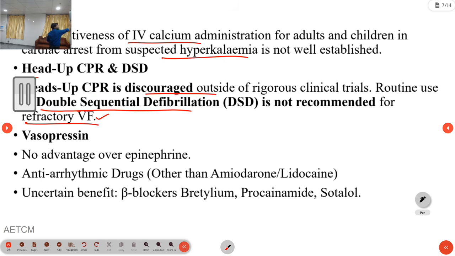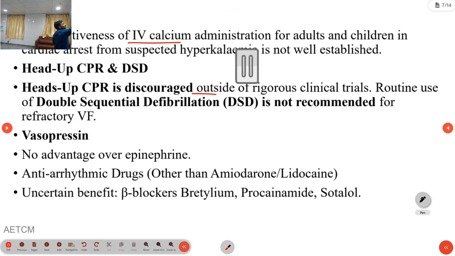The next thing is vasopressin. Vasopressin has no advantage over epinephrine. So ultimately our high quality chest compressions, our defibrillation, and along with that epinephrine usage might save the life of a patient.